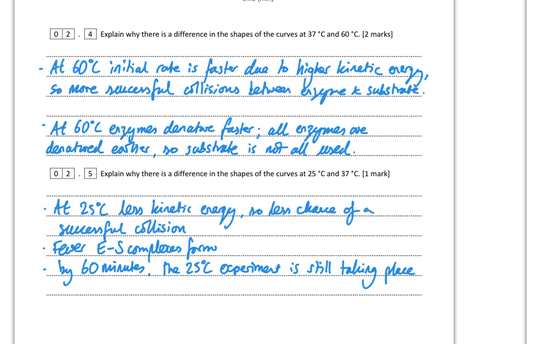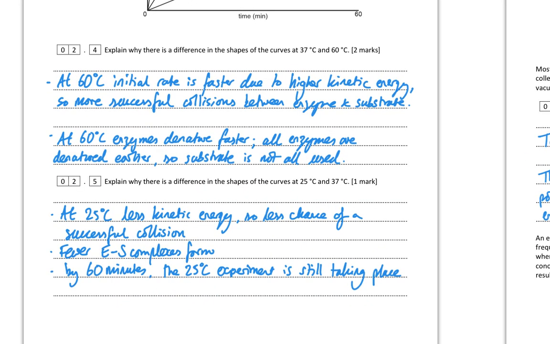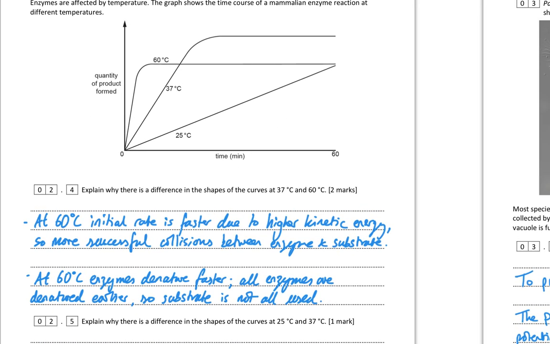Explain why there's a difference in the shape. It's just 25 and 37 now, so it's the opposite. At 25 degrees C, there's less kinetic energy, so less chance of a successful collision, fewer enzyme substrate complexes form. And then by 60 minutes, again, there's a number on the graph, so I may as well use it, because it's still increasing. The 25 degree C one is still going up, whereas the 37 one's gone flat. So either they're denatured at 37 or they've used up all the substrate. But the 25 degree C one is going to carry on going.